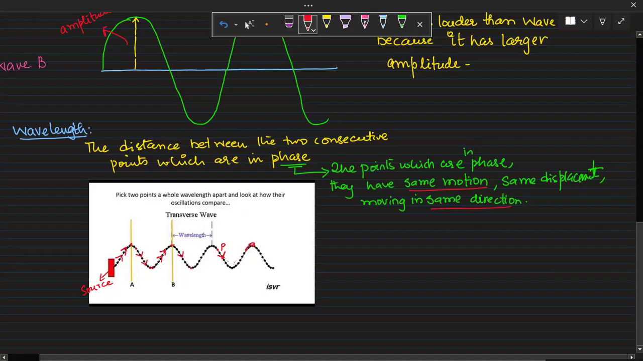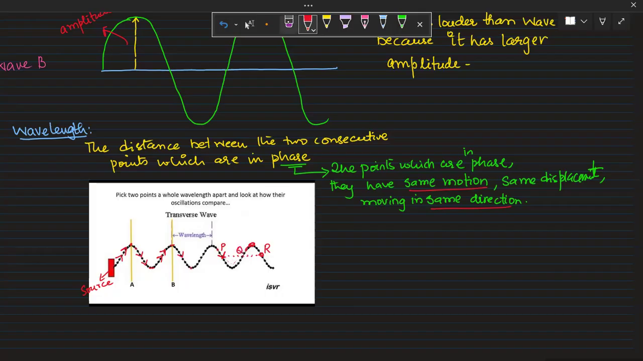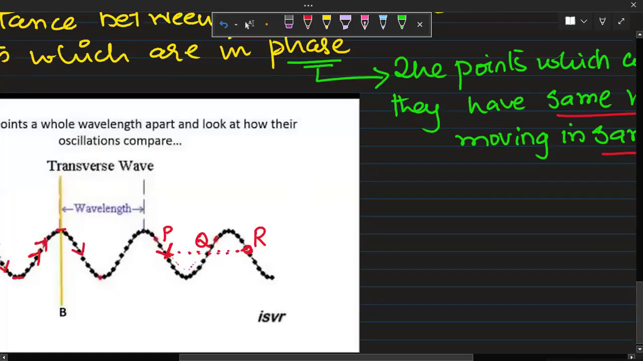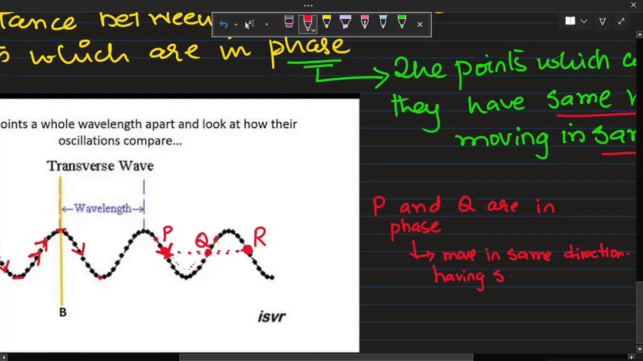So when you go up to this point and then reach the same level, we get this point. So what if I say this is going to be Q? Let me call this one P1, this Q, and this R. So the two points are in phase. So P and Q are in phase, because they move in the same direction, having the same motion. Is this clear now?